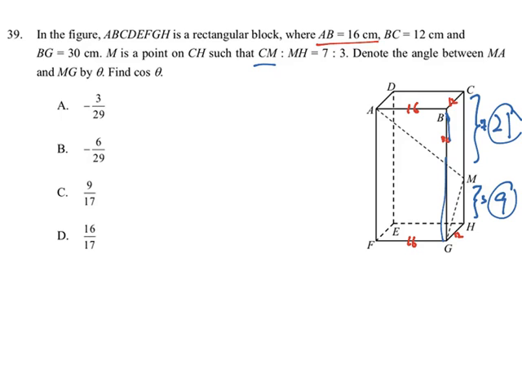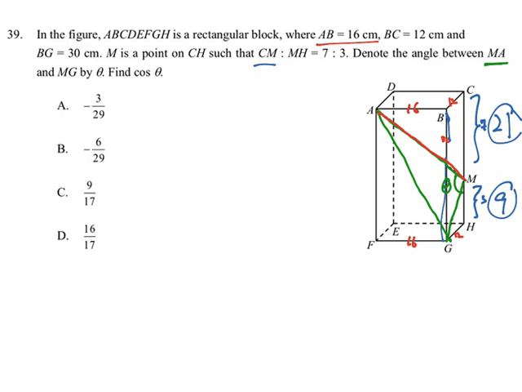This one is 9. And then we have a theta. The theta is between MA, which is here, and then MG. So the theta is here. We need to find the cosine theta. Actually, for this case, we may use the cosine formula. For using the cosine formula, that means we need to find all the sides. That means we need to find this side first, AM. Can we find this side? Yes, we can.